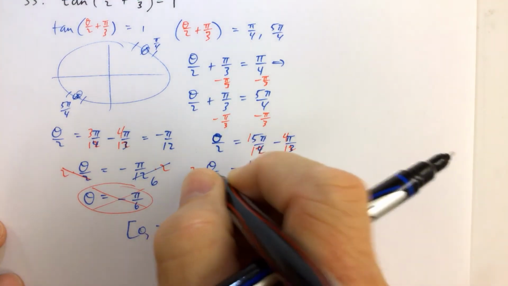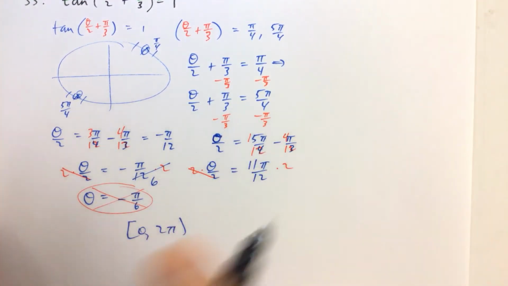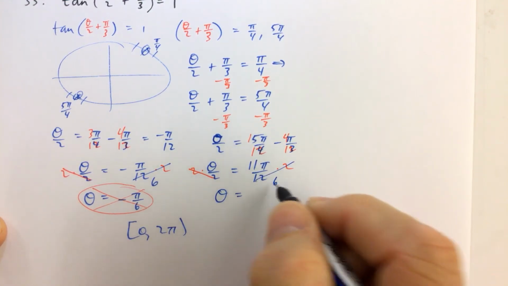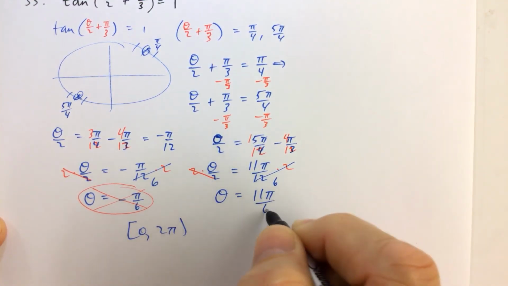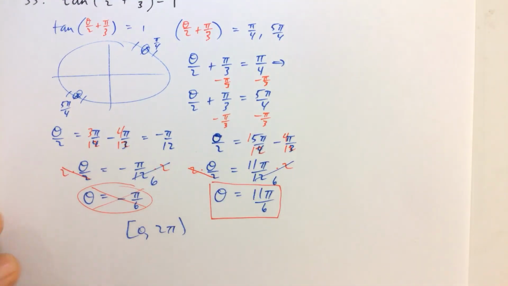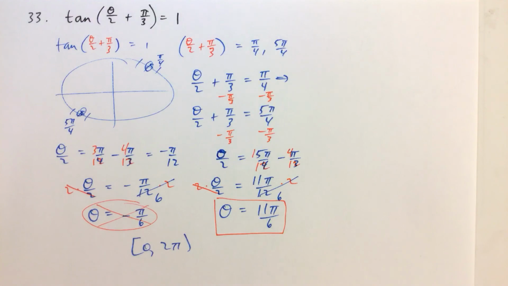On the other hand, if we multiply both sides of the second equation by 2, we get theta is equal to 11 pi over 6, and that certainly is between 0 and 2 pi, so therefore that would be our only solution. And that's it.